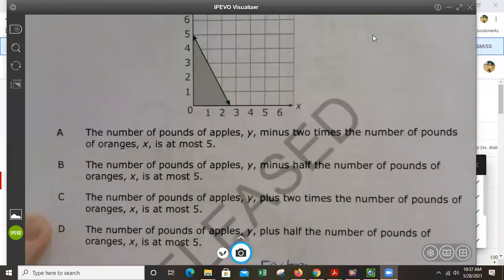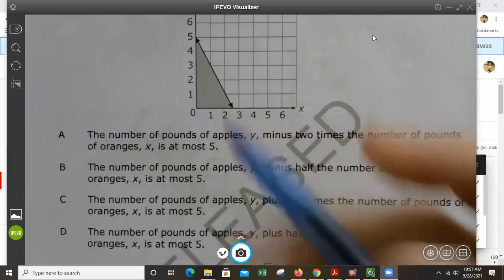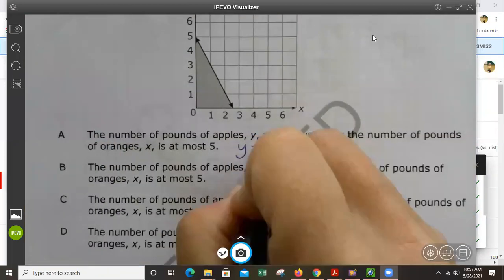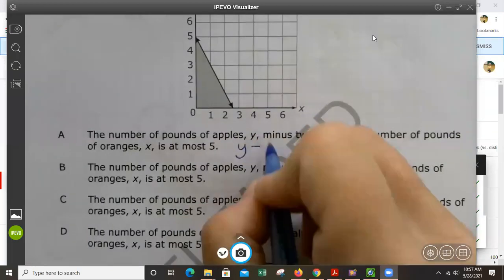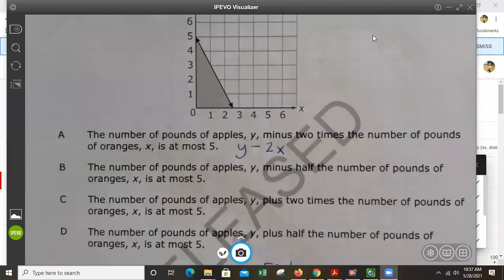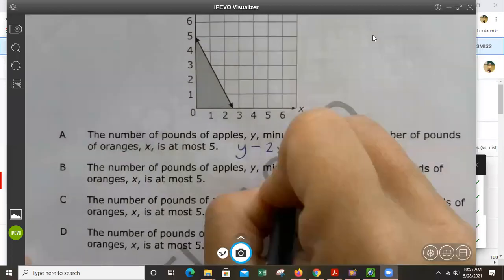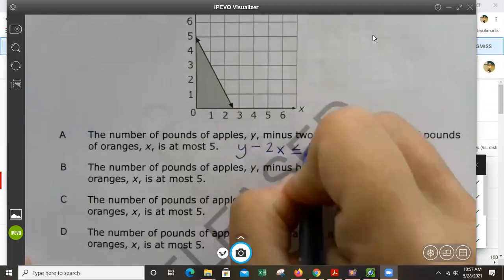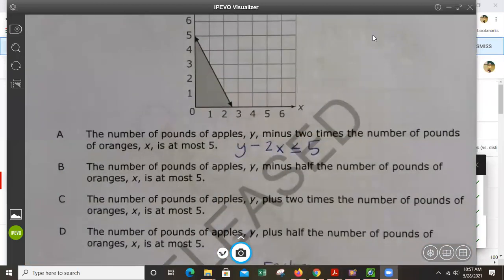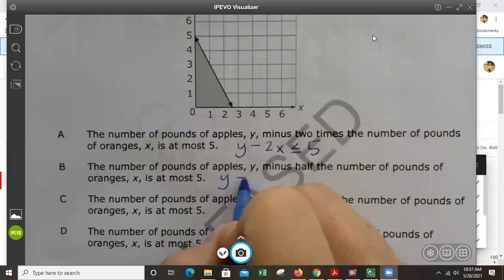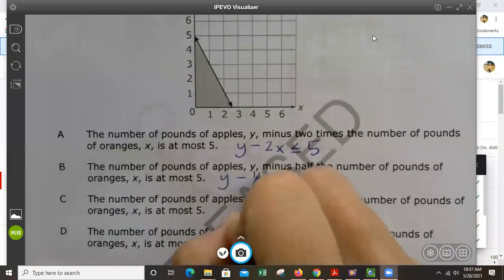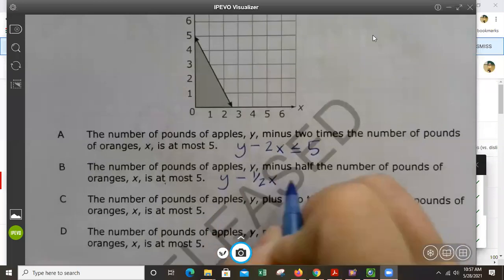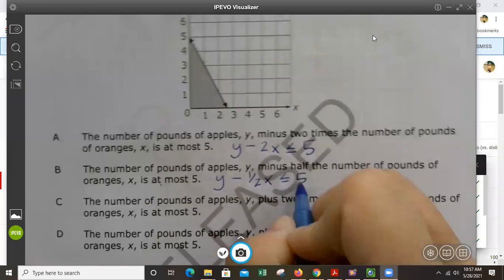So let's start. The number of pounds of apples, y, minus 2 times the number of pounds of oranges, x, at most. At most means that's as big as it can be. So it cannot be greater than, it has to be what? Less than. And it's going to be less than or equal to 5. We're going to write all the equations and then I'm going to show you how to get the answer. The number of pounds of apples, y, minus half of the oranges. Here we see at most again, which was less than or equal to, and 5.